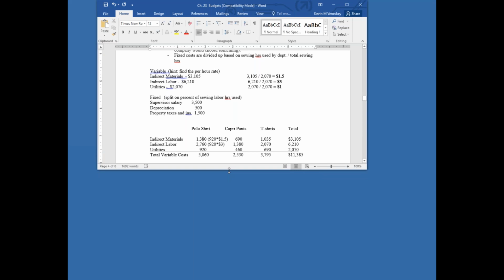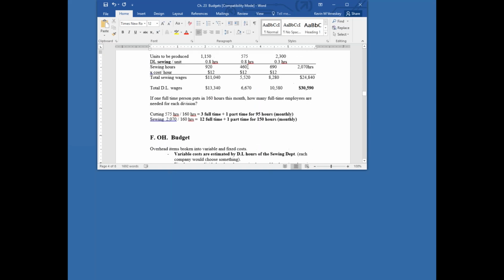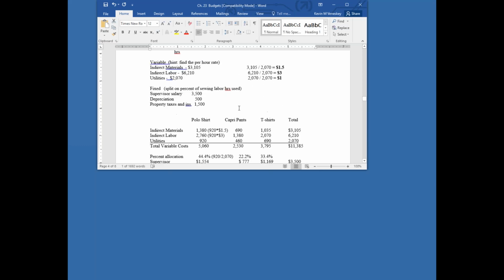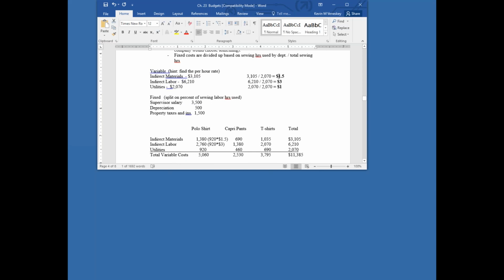All right, here's my answers for the other 2 items, plus our final total variable costs. Doing the same thing, so indirect labor, they still have 920 sewing hours. That's our base, what we're going to continually use. 920 times the step 1, $3. And then this one is self-explanatory, 920 times $1. The 690, how we got that, we go back up here. They use 460 hours. 460 times $1.50 is how I got the 690.